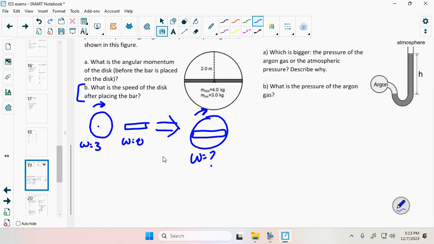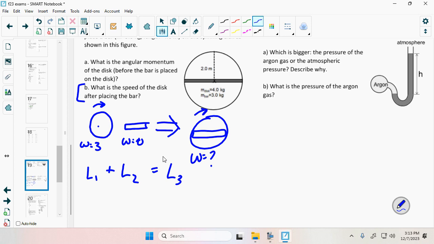Part B says, what is the speed of the disk after placing the bar on the disk? Well, I'll call this L1, this is L2, and we'll call this L3. That is, L1 is the angular momentum of the disk, L2 is the angular momentum of the bar, and L3 is the angular momentum of the combined system.